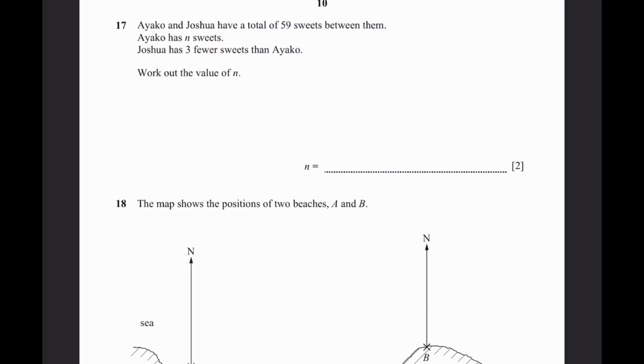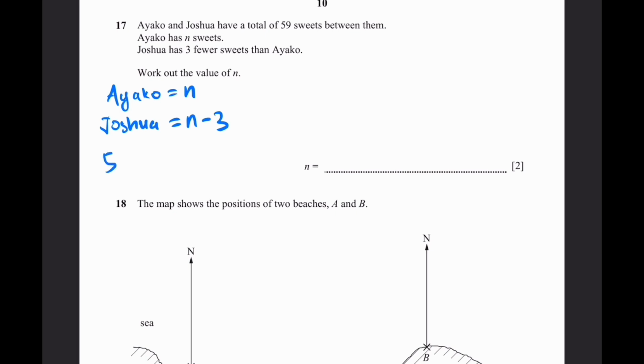Question 17. Ayako and Joshua have a total of 59 sweets between them. Ayako has n sweets, and Joshua has 3 fewer sweets than Ayako. We need to find the value of n. So Ayako has n sweets, and Joshua has n minus 3, which is 3 less than n, or 3 less than Ayako.